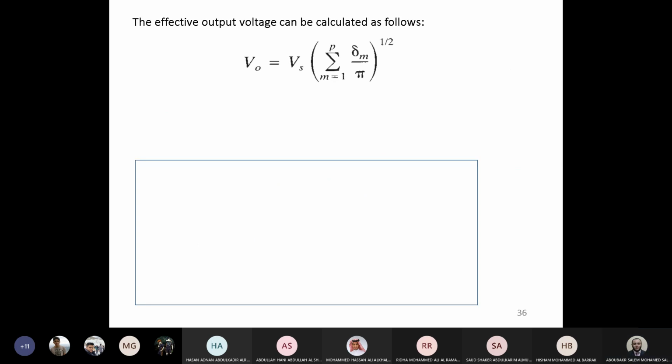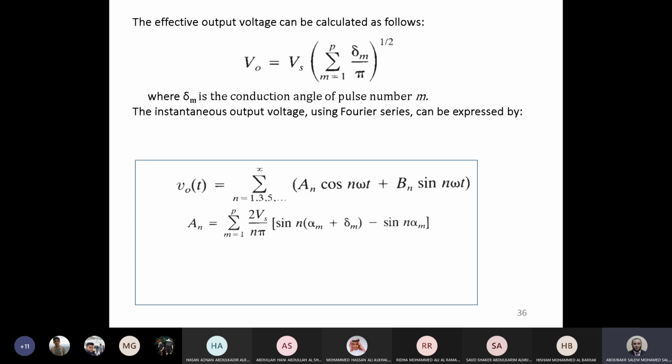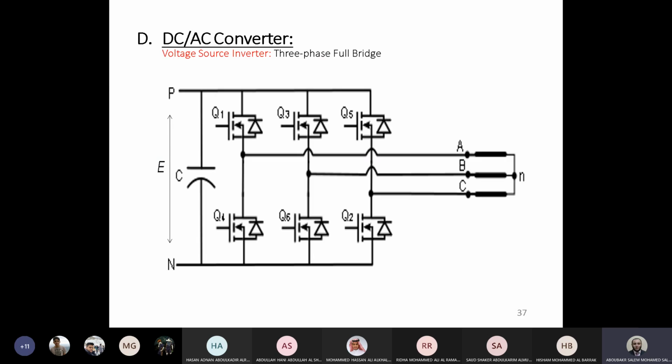Fine. Here, these are the relations of the single phase voltage source inverter and the Fourier series. Okay, but we are not going to discuss it here or consider it here because we need to focus on the three-phase one. This is the three-phase one. This is what we need to operate any AC drive, three-phase AC drive. So the circuit here consists of 6.